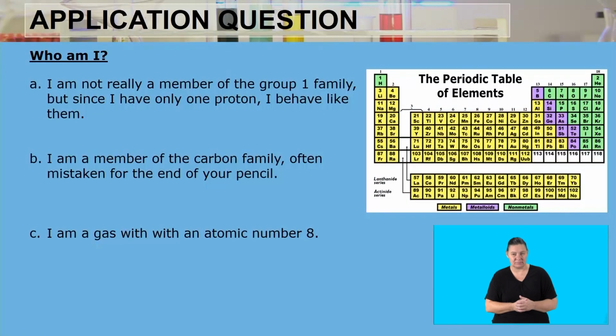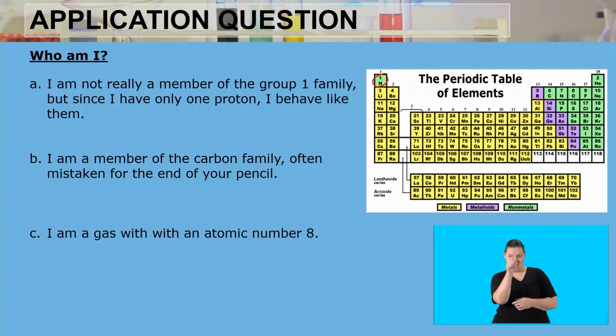Now, let's do some application questions and get right into the crux of our periodic table and see what it entails. So, let's answer the following question. Who am I? The first question is asking you, I am not really a member of the group 1 family, but since I only have one proton, I behave like them. So you need to look at our periodic table and find the element that only has one proton. And remember, one proton, atomic number 1. So therefore, our answer is going to be hydrogen.